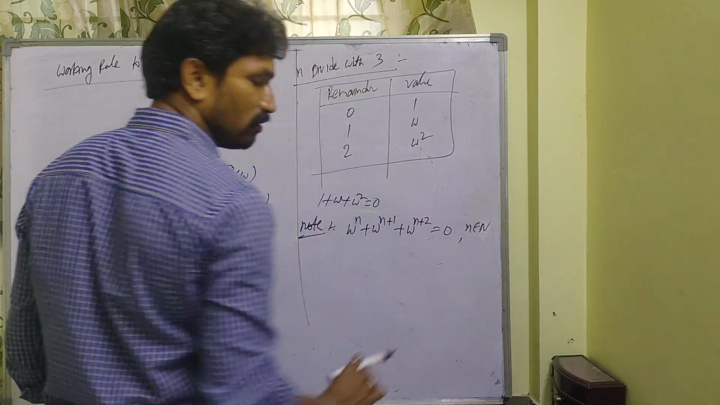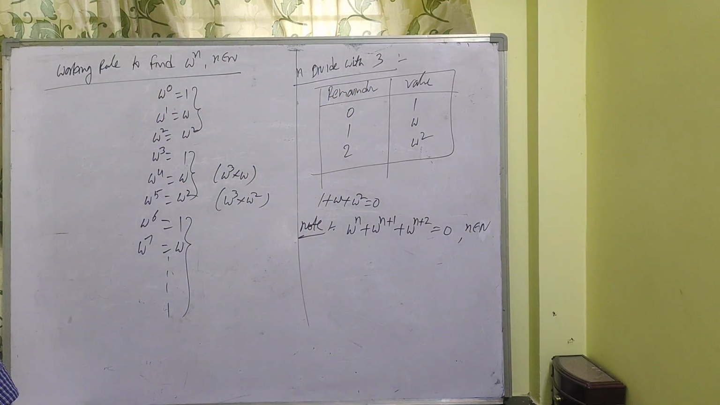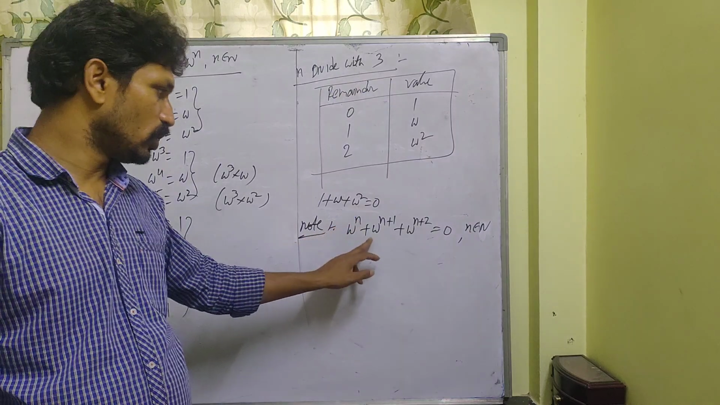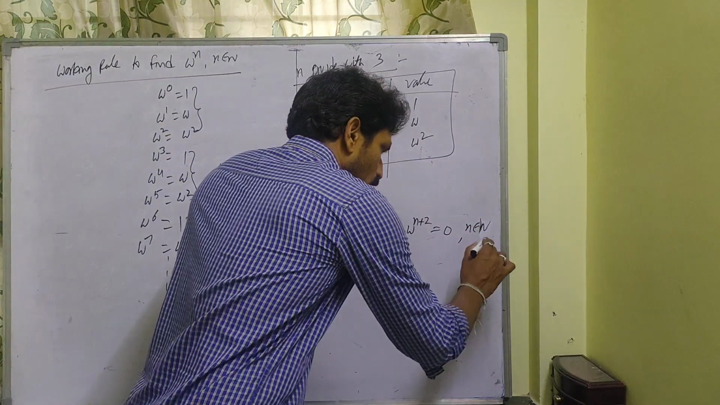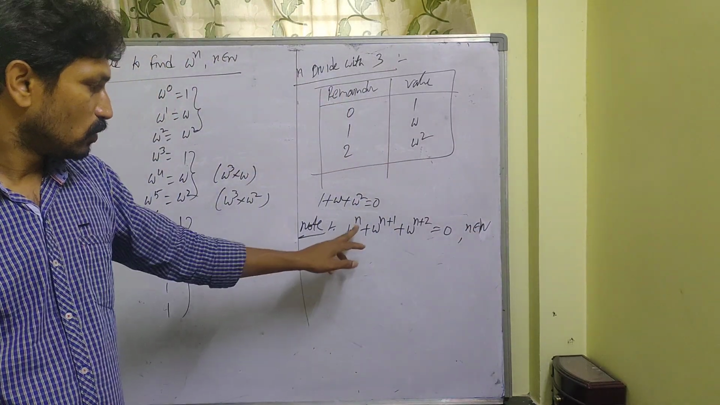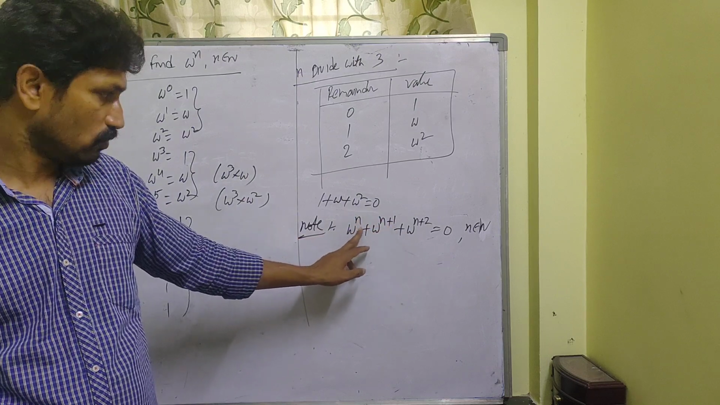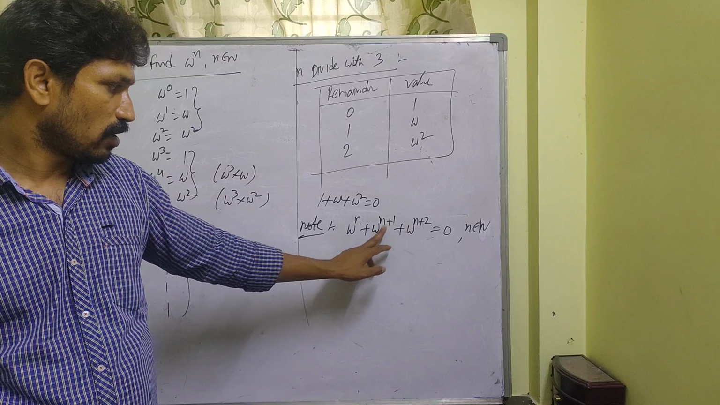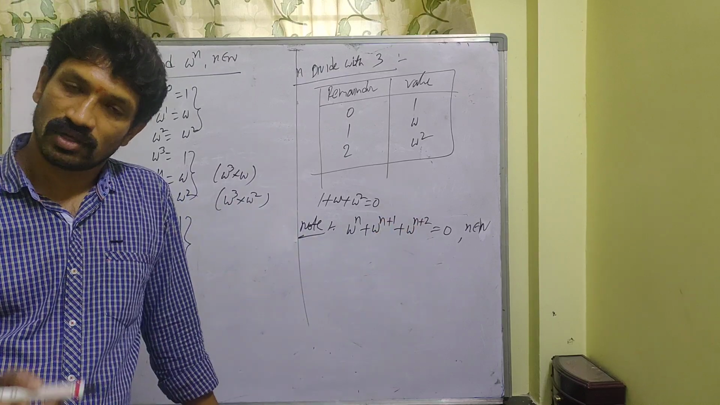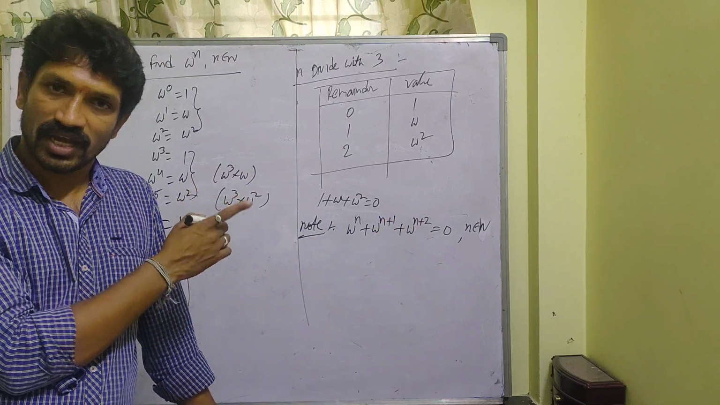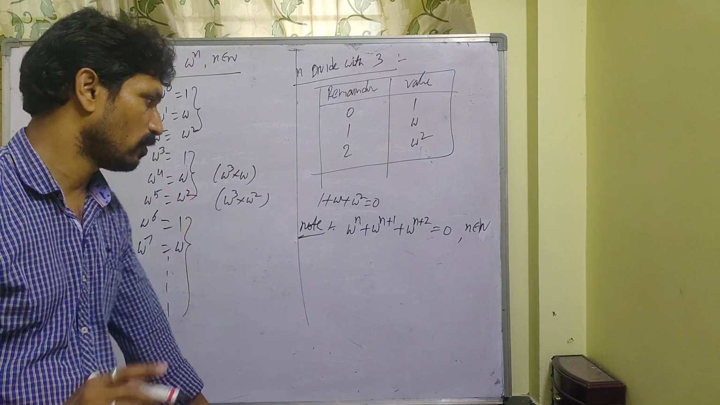You can write anyone, no problem. Here I am writing n. Okay. If you take n is equal to 0, omega power 0 is 1, plus omega plus omega square, that value is equal to 0. So in the previous case also you can take whole numbers, no problem.